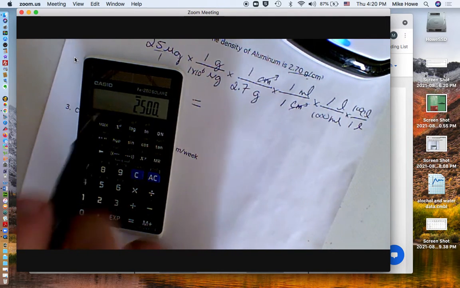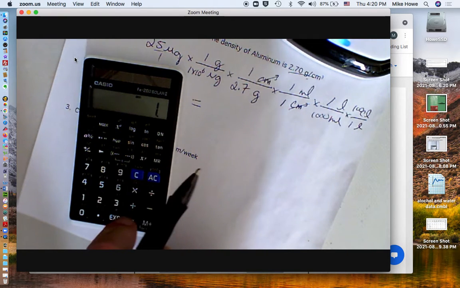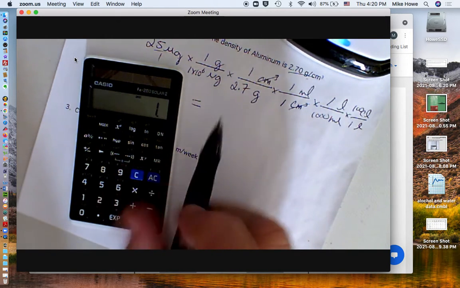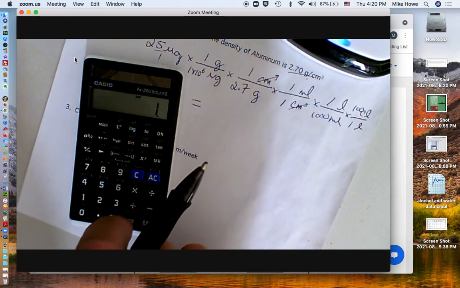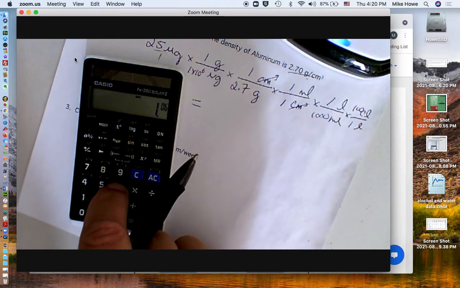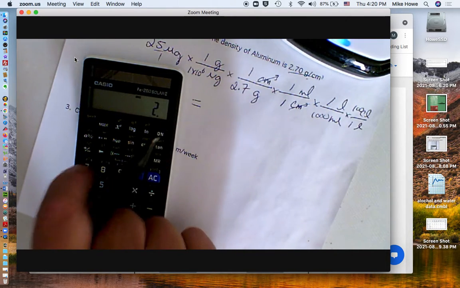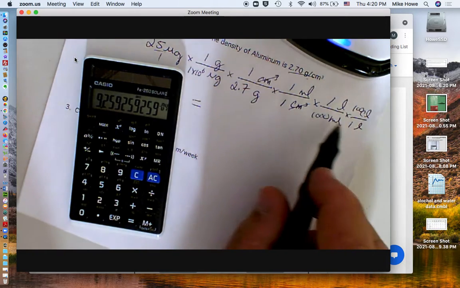And now we're going to divide by everything that's on the bottom. There's a lot on the bottom, so we're going to divide by 1. Notice that when I punch in the times 10 to the 6th, I do not use times 10. You use the EXP or the EE key. So EE6. Then we're going to divide again by 2.7. Then we're going to divide again by 1,000.